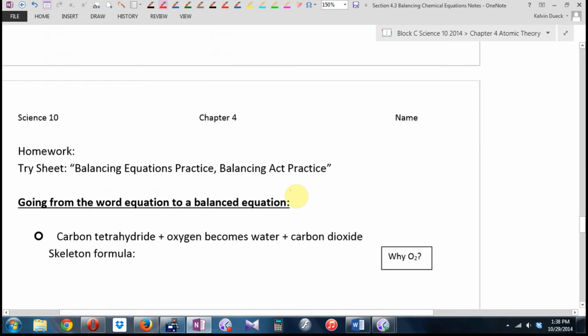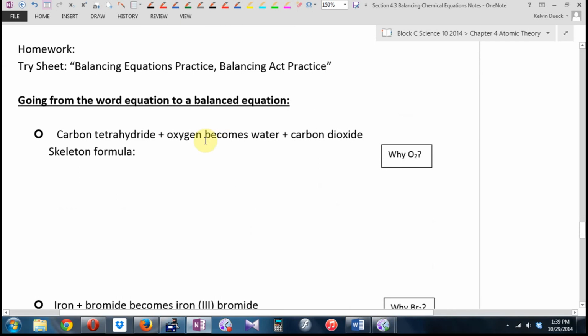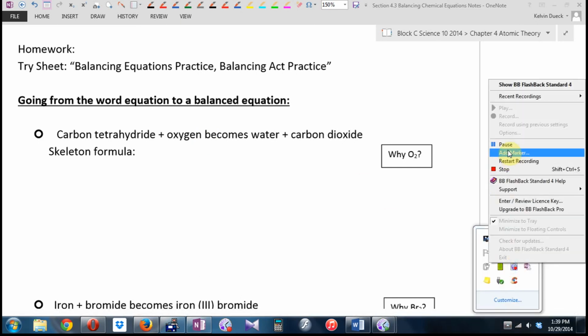I wrote down here, homework, try sheet, balancing equations practice, balancing act practice. What I'm going to do is give that to you, and we're going to try a couple from the sheet together, and then I'm going to shut up and turn you loose. I was going to go to word equations. I'm going to do the word equations on Monday because they're nastier. I want to give this a day for you to think and percolate. So let me pause the video while I hand out the homework.